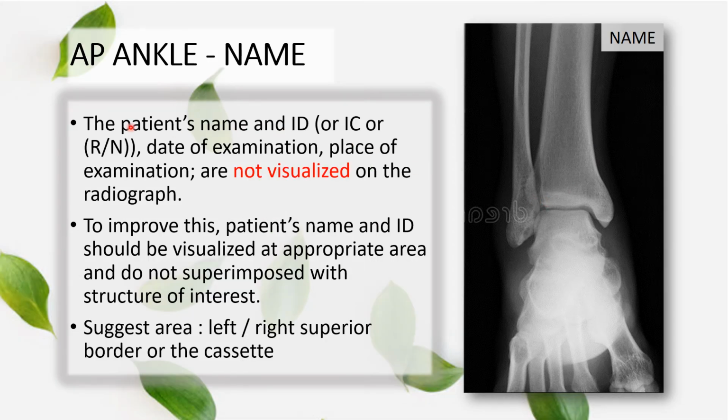For the name, the patient name and ID, date of examination, and place of examination are not visualized. Okay, to improve this, patient name and ID should be visualized at the appropriate area and not superimposed with the structure of interest. Suggested area, left or right, superior border of the cassette. Okay, this is my example.